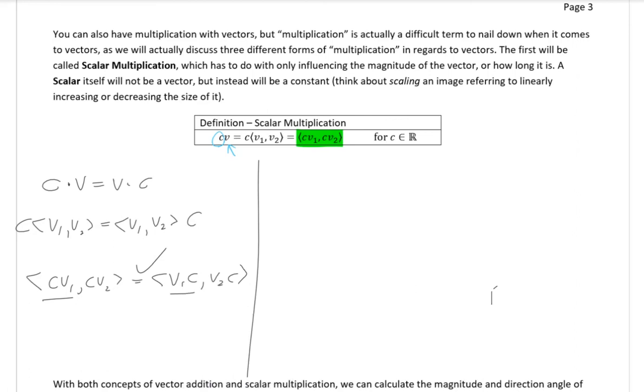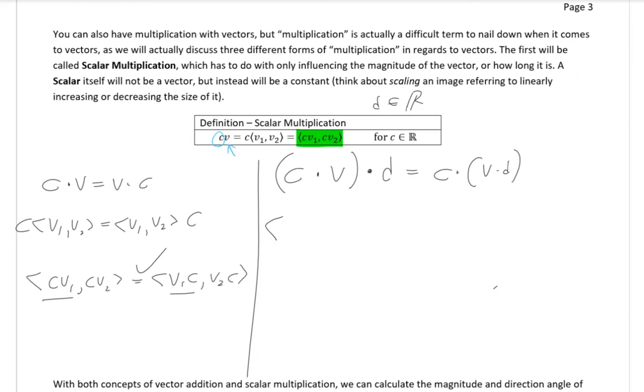We also have the same true for the associative property, particularly for different constants. If you have c times v, we'll add another constant in there, d. I'll say d is also a real number. That should be the same as c times v times d. And we should find that result pretty easily.